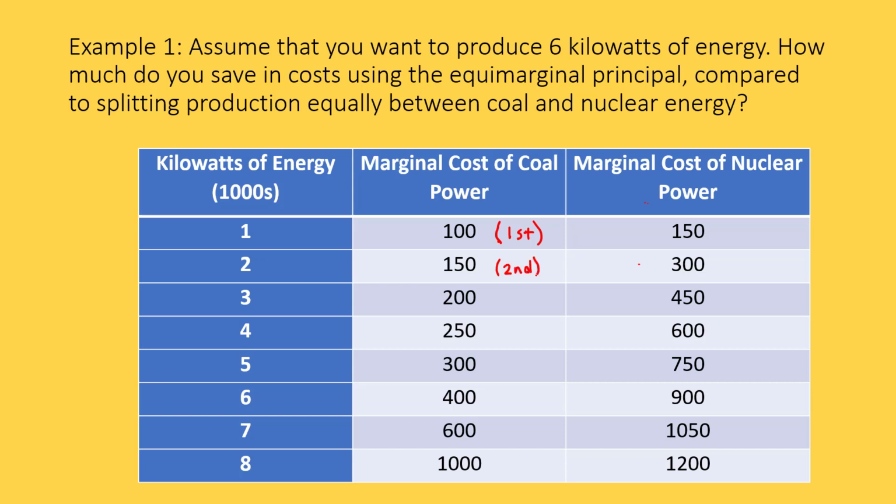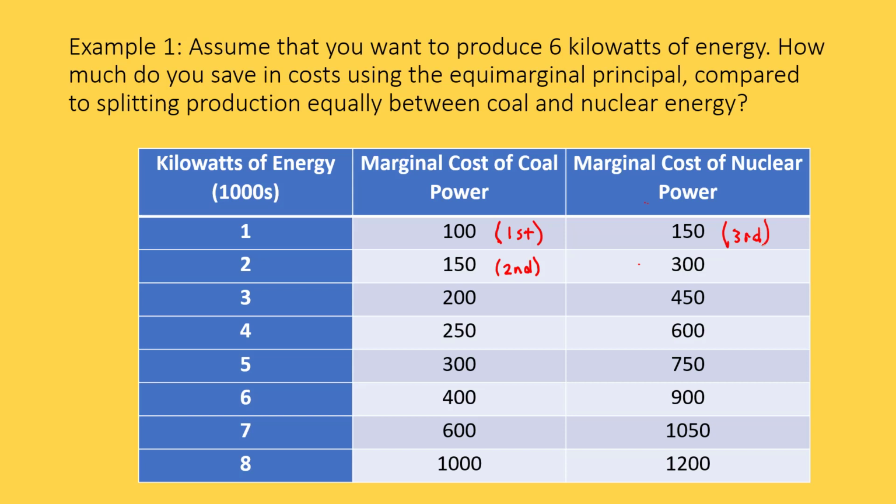So when it comes to taking our third source, we can either take a third source from coal or a first source from nuclear. If we take it from coal, it's going to cost $200. If we take it from nuclear, it's only going to cost $150. So now, for the first time, it is definitely cheaper to use nuclear power than it is to use coal. So our third energy source should come from nuclear.